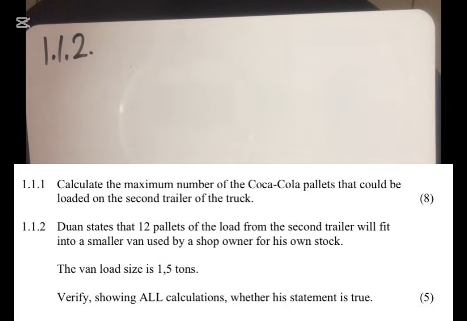It says that Dion stated that 12 pallets of the load from the second trailer will fit into a small van used by a shop owner for his own stock. Van size is 1,5 ton. Okay? Show with calculations whether this statement is true. Okay, what we need to do, let's say the van.